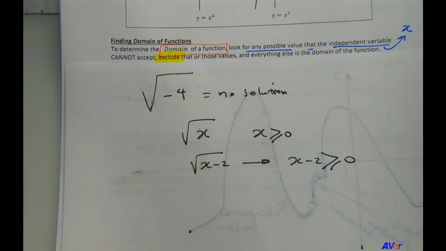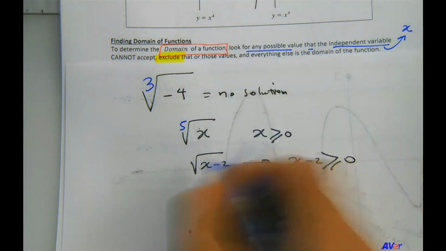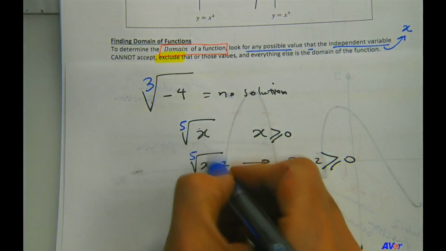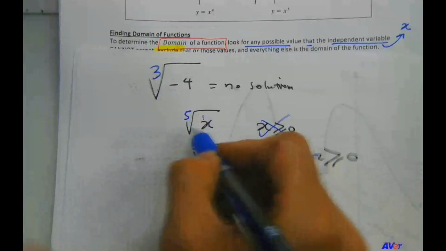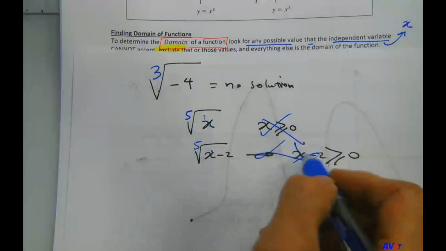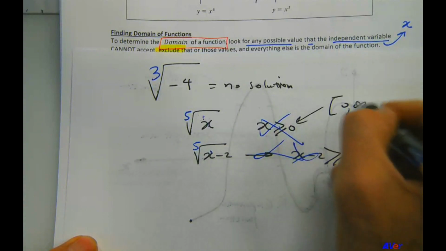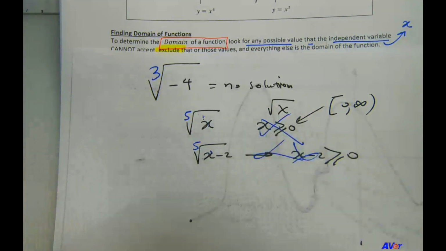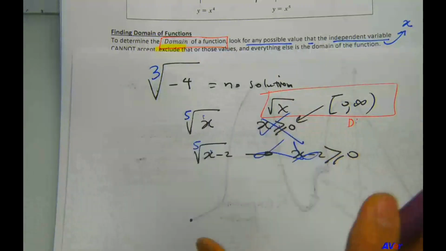If you have an odd root, the fifth root of x or the fifth root of x minus 2, that condition no longer exists. You do not have to make sure that the inside of a radical expression is greater than or equal to 0. No. The domain of that function was bracket 0 infinity, right? But that was for the square root of x. For a square root of x, that's the domain, because we don't want complex numbers.